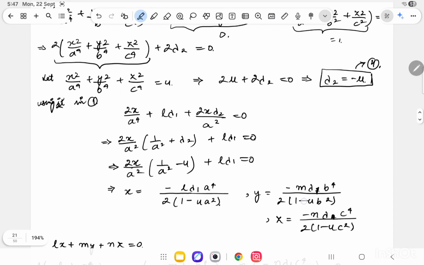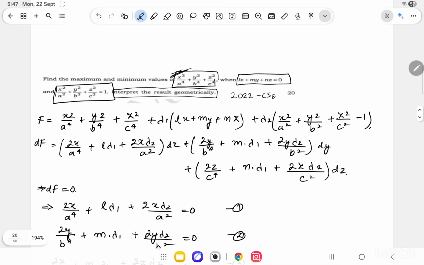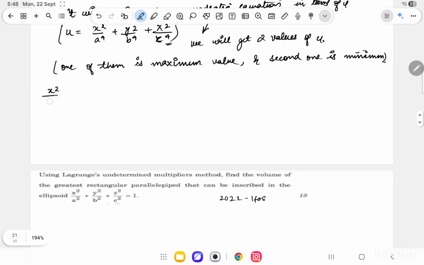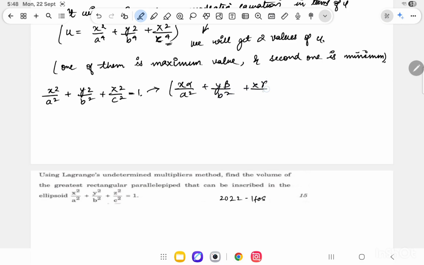So if you see that in the question they have given us an equation of ellipsoid and an equation of plane, and we are supposed to maximize or minimize this distance. So my equation of ellipsoid is basically x square by a square plus y square by b square plus z square by c square equals to 1. So equation of any tangent plane at some arbitrary point, let's say alpha, beta, gamma, will be basically x alpha by a square plus y beta by b square plus z gamma by c square equals to 1. This will be basically the equation of tangent plane.